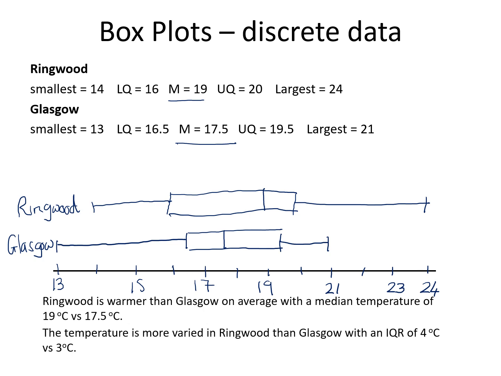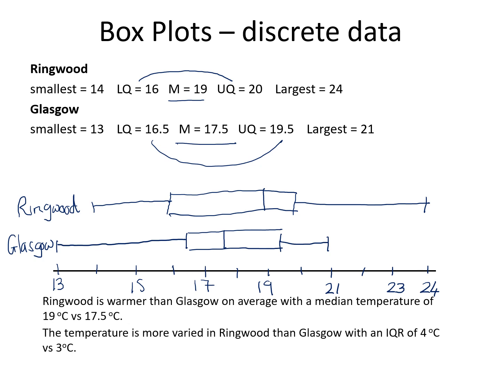So the temperature is more varied in Ringwood than Glasgow because the interquartile range of Ringwood, remember that's the difference between the lower quartile and the upper quartile, so that's 4. The interquartile range is bigger for Ringwood than it is for Glasgow. Okay, so we've said the temperature is more varied in Ringwood than Glasgow with an interquartile range of 4 degrees centigrade versus 3 degrees centigrade.